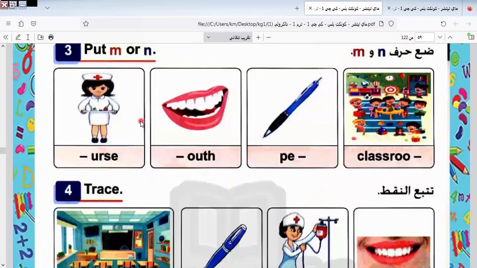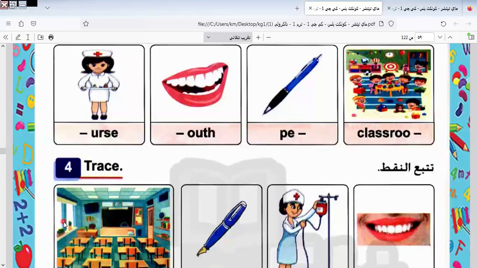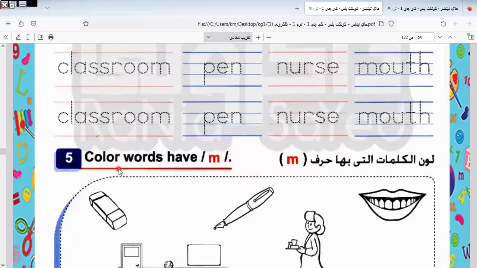Let's go to another one here. Put M or N. Here we have what? It will be N. It will be here, mouse. It will be pin. It will be classroom. We answered the same exercise in the previous question. I think you answered before, but I repeat it again. I will leave it to do it by yourself.